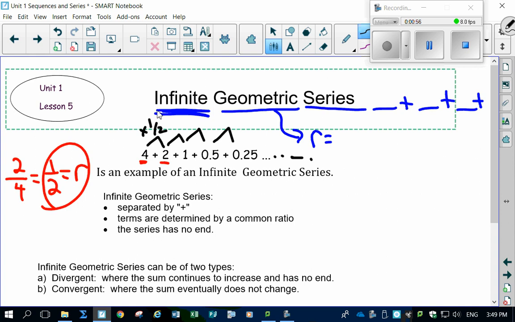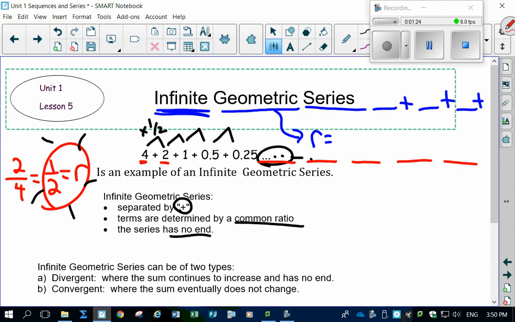So this is an example of an infinite geometric series. They are separated by pluses, yes. They are determined by a common ratio, which we just figured out over here beautifully. Also, the series has no end. That means this goes on and on and on forever. But I want you to specifically look at this. This is getting smaller and smaller and smaller.